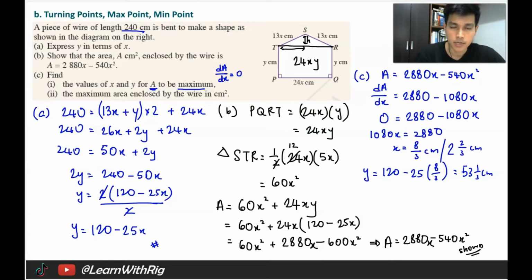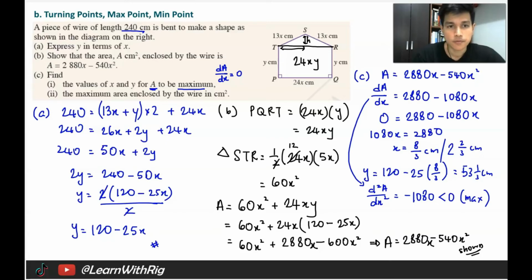Now if they want, you can also show that it is a maximum. How do you show it? You have to differentiate one more time. If it is more than 0, it's a minimum. If it's less than 0, it's a maximum. So d square A over dx square equals negative 1080. This is less than 0, therefore it is a maximum. So maximum area.